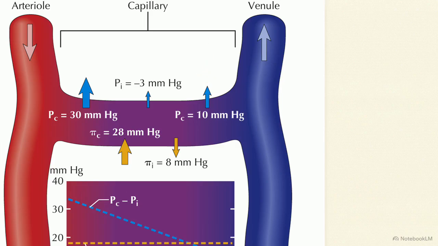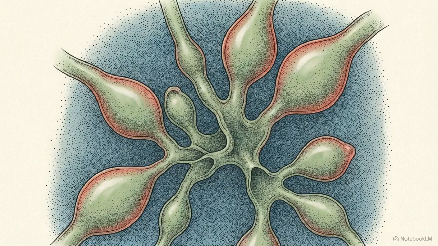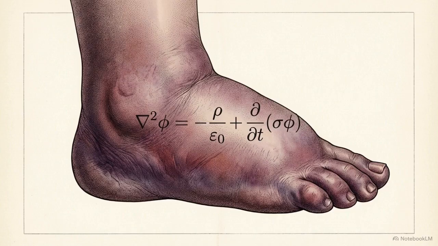This massive fluid shift outpaces the drainage capacity, instantly overwhelming the local lymphatic system. The resulting swollen, puffy ankle, clinical oedema, is the macroscopic symptom of microscopic Starling forces failing under the stress of trauma.